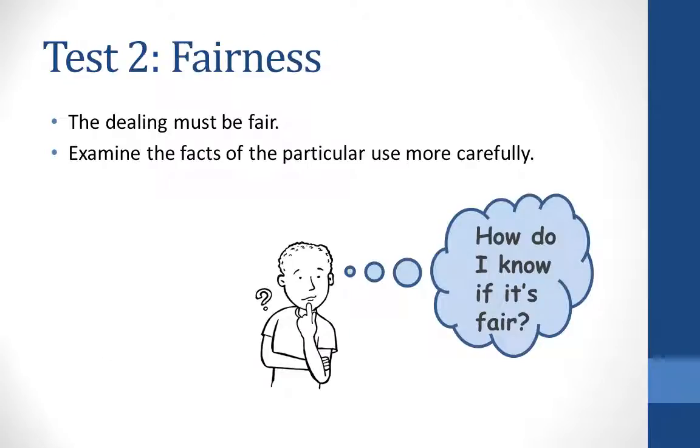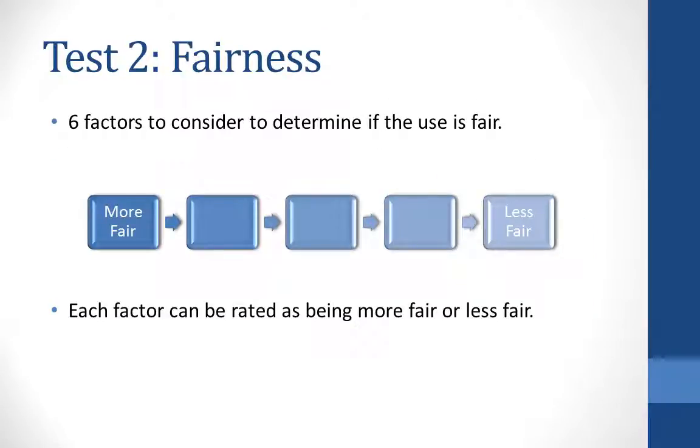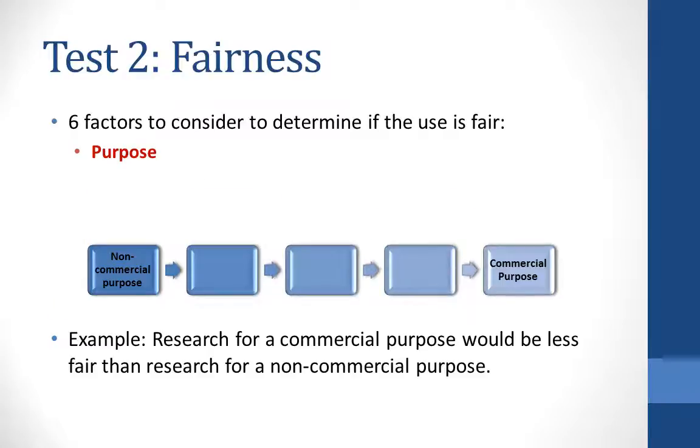The second test considers the fairness of the use. The Copyright Act does not define what is fair. Rather, it depends on the circumstances of individual uses. The Supreme Court of Canada identified 6 factors to consider when gauging the fairness of a use. We can think of this as a fairness scale, where factors can be rated as being more fair or less fair based on the facts of the particular use.